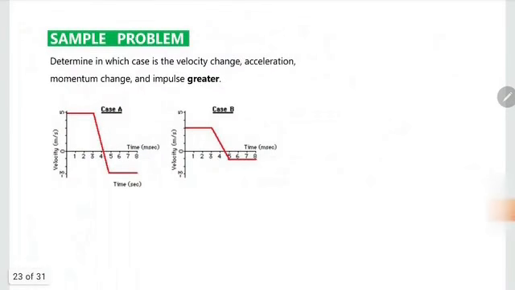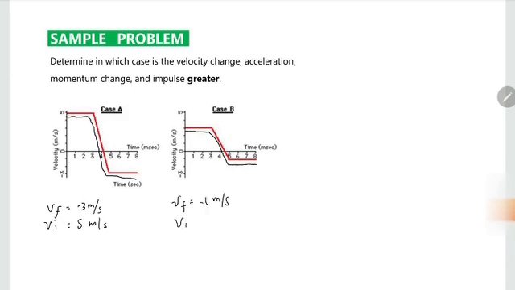Let's have another case. This is a velocity-time graph. We can get the final and initial velocity here. First, the object was traveling at 5 meters per second. There was a change in velocity, and then it became negative 3 meters per second. In the other case, it was first traveling at 3 meters per second, and then at negative 1 meters per second. So, VF here is negative 3 meters per second, VI is 5 meters per second. Here, VF is negative 1 meter per second, VI is 3 meters per second.